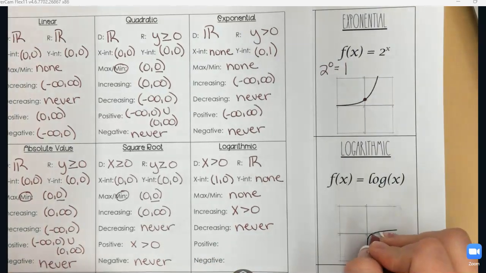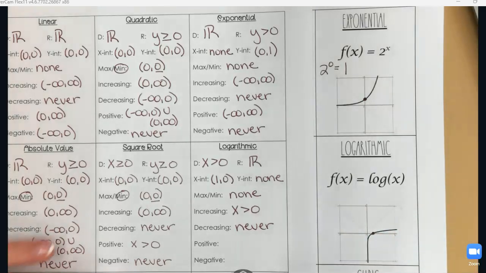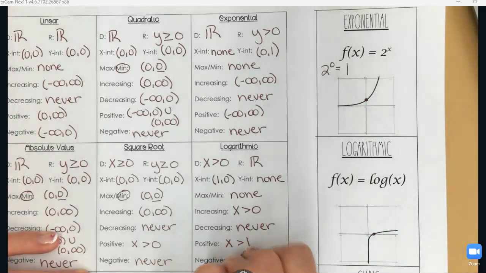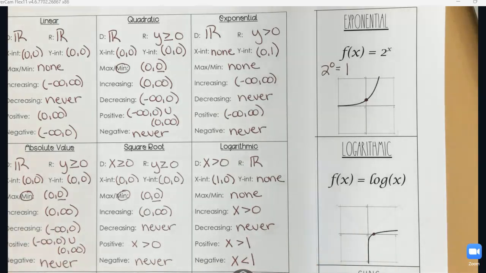And then it's positive starting at that x-intercept, so when x is greater than 1, and it's negative when x is less than 1. Again, we don't include the 1 for either of those portions because 0, which is the y value there, is neither positive or negative.